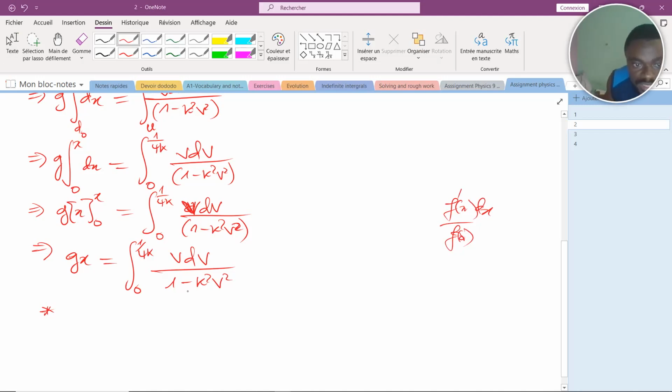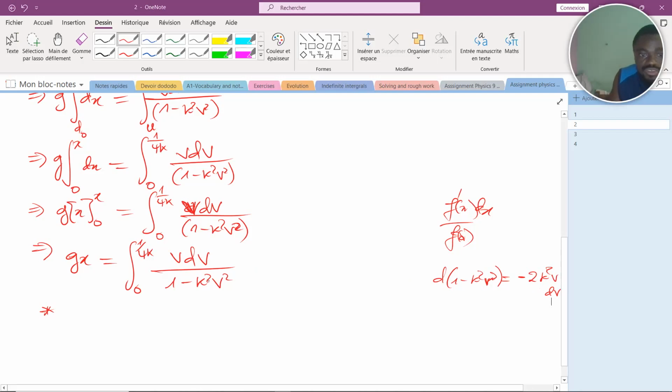is the same thing here. We notice that when we differentiate this bottom, if I do d of 1 minus k square v square, this will be equals to what? If I differentiate, v is the variable. Don't forget that v is the variable. When I differentiate this, I'll have minus 2k square v dv. Is that okay? I'll have minus 2k square v dv. So what are you having here? What you are having up here is simply v and dv.